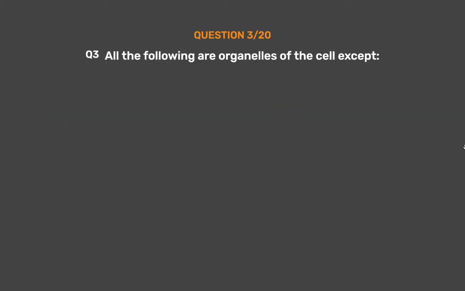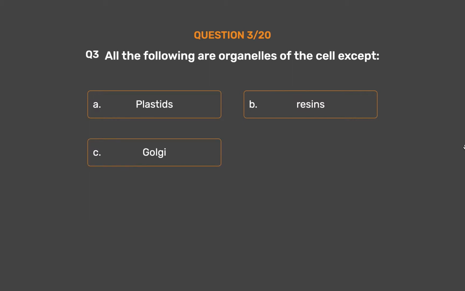Question number 3. All the following are organelles of the cell except option A, plastids. Option B, resins. Option C, Golgi. Option D, ER.